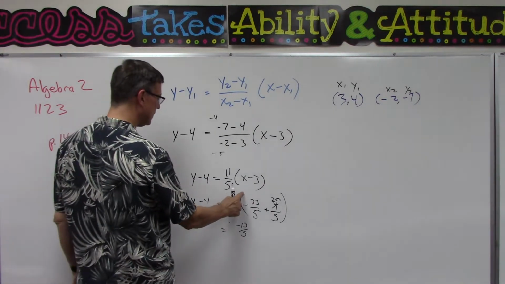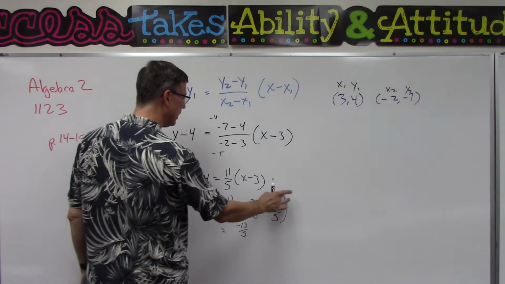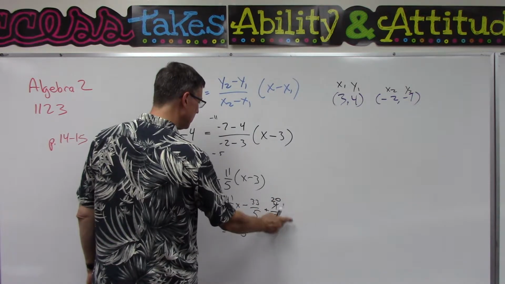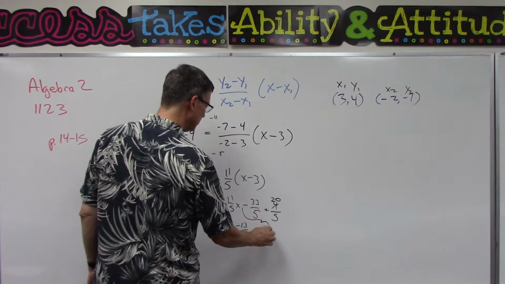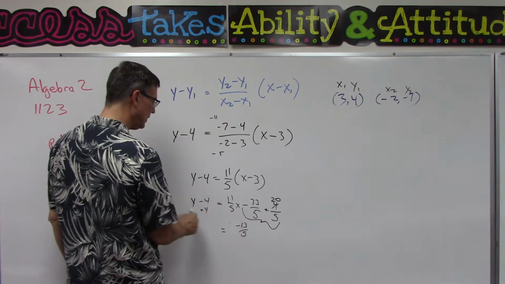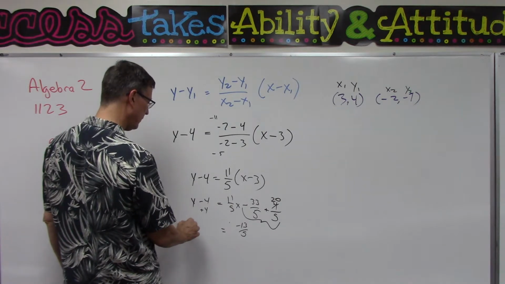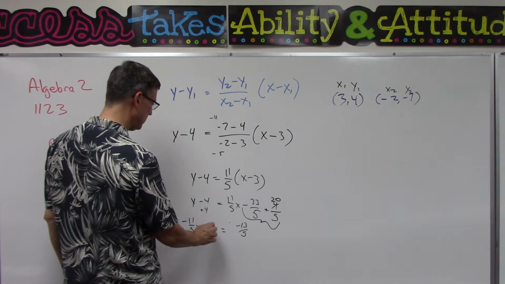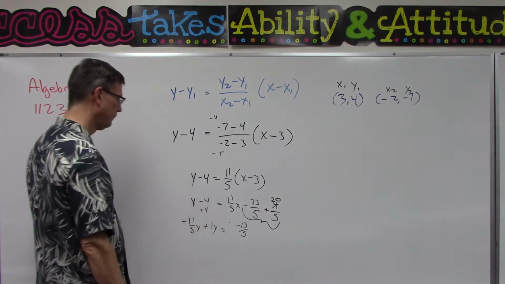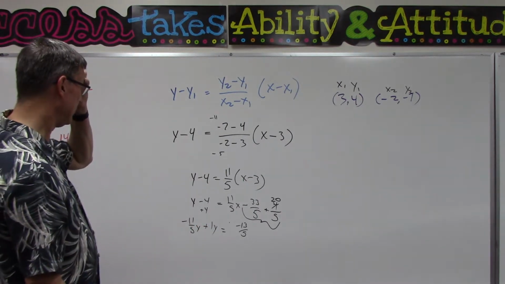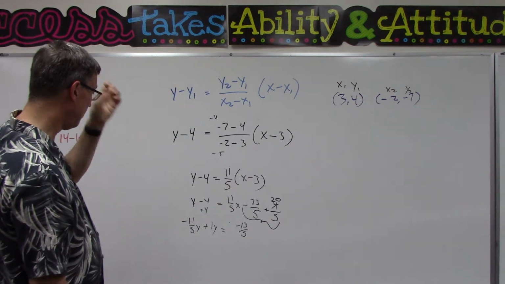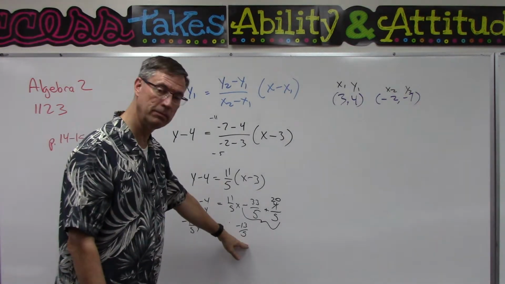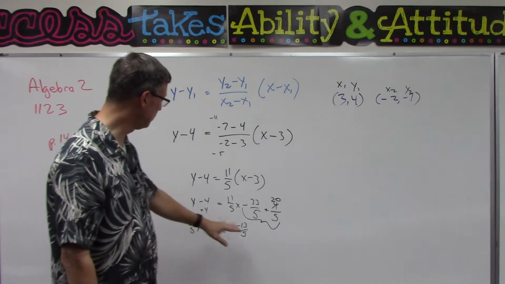Okay, and then the 11/5 x, I shouldn't have this parentheses, it looks like I'm multiplying it. I'm just trying to tell you we're combining these, okay? So I'm going to take this over here to this side, negative 11/5 x plus 1y. And now we can get rid of the denominator. Okay, so the last step, multiply through.